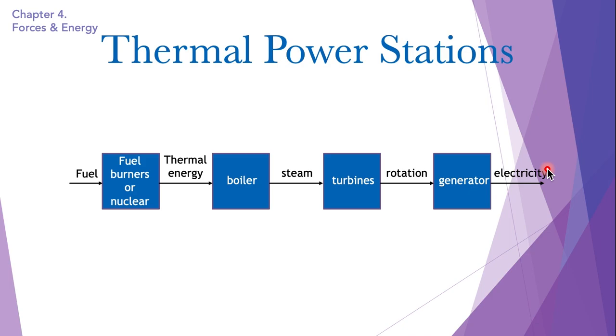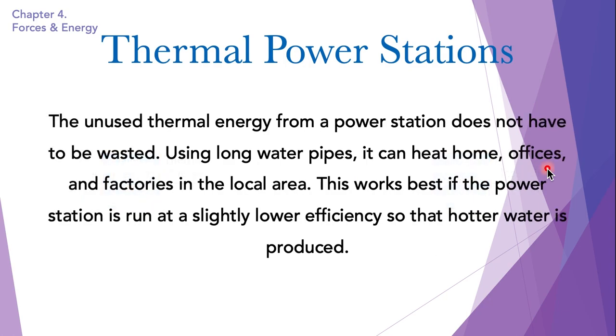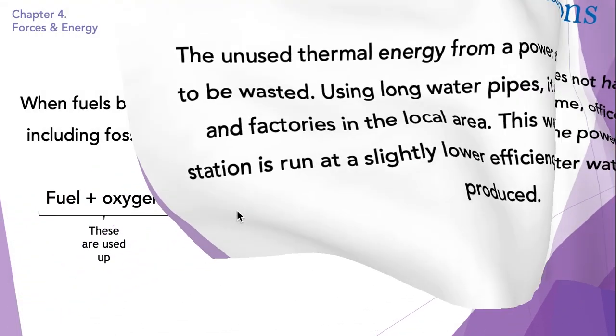But this unused thermal energy from a power station does not have to be wasted. Using long water pipes, it can heat homes, offices, and factories in the local area. This works best if the power station is run at a slightly lower efficiency, so that hot water is produced. Okay, so this was about thermal power stations. We can look at some reactions for energy.